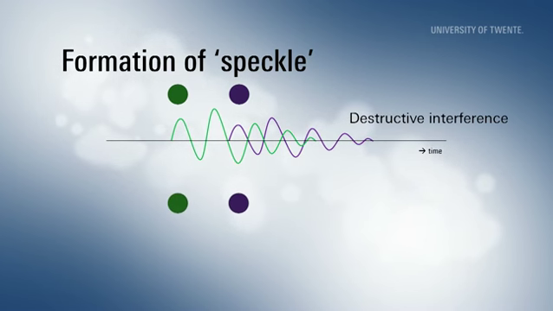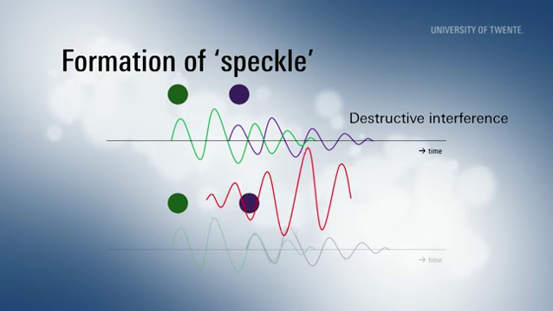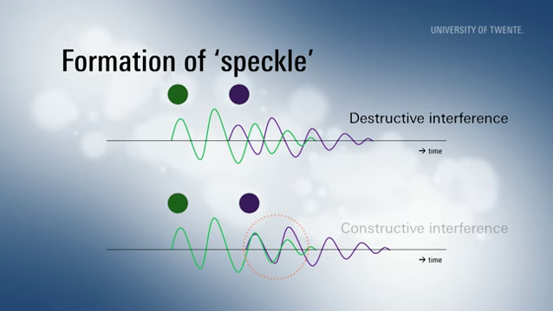But now if one of the objects is shifted by a quarter of a wavelength, the echo of that object will shift by half a wavelength. And now the maxima of the echoes of both objects coincide, and the minima coincide, and then they amplify each other. And this is called constructive interference.